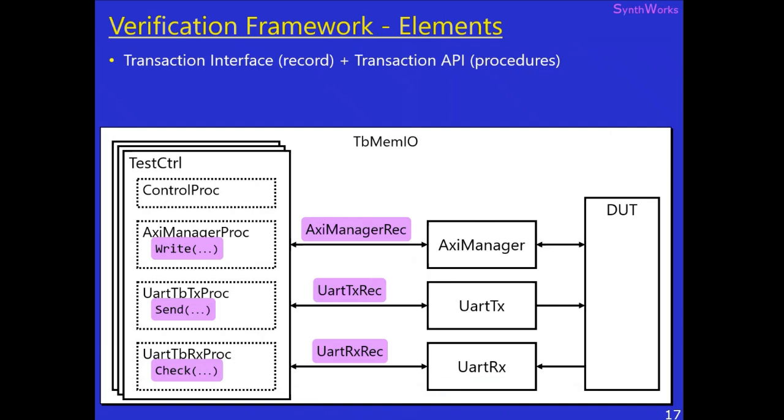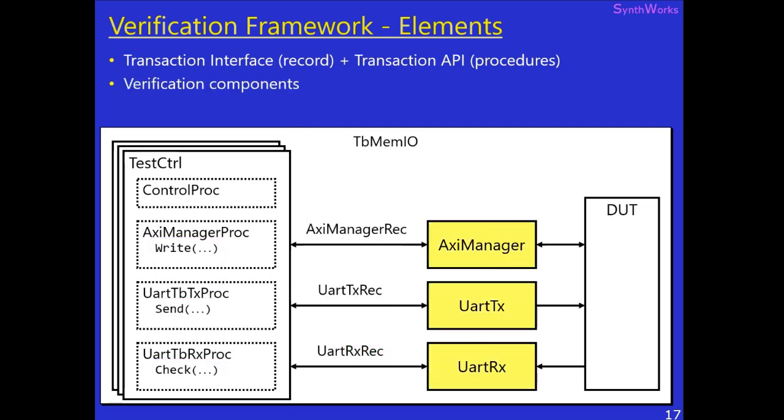Okay, so if we look at the pieces of our framework then, we have our transaction interface, which is the UART TX record, AXI manager record, and so on. And then we have the procedures, the transaction API. Okay, so that's the first piece we want to look at real quick. And then making verification components. And then our test sequencer. So in this presentation, we're going to take a look at all of these little pieces as we go.